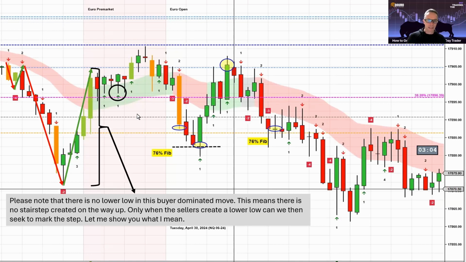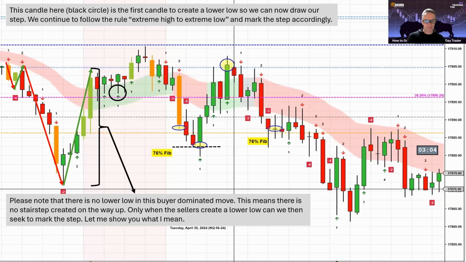Now, what does that mean? It means we draw our stair step off that lower low. As I put in the comment at the top, guys, the candle here with the black circle is the first candle to create a lower low. So we can now draw our step. We continue to follow the rule, extreme high to extreme low, and we mark the stair step accordingly. What does that mean? I draw my little red arrow down because the sellers push the market down.